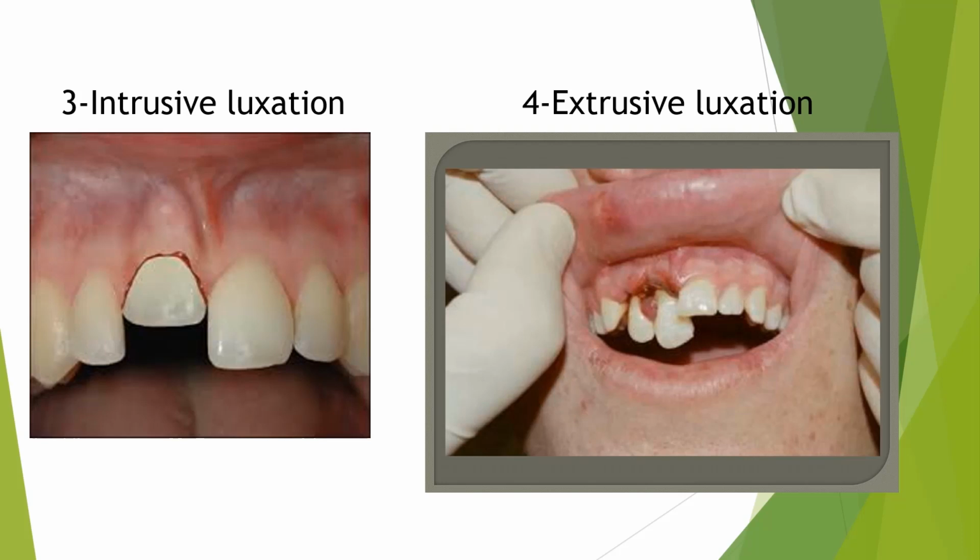The fourth type, extrusive luxation. Extrusive luxation is a partial displacement of the tooth out of the alveolar socket. عكس الintrusive. بالعكس الtooth هنا partially displaced out of the alveolar bone.